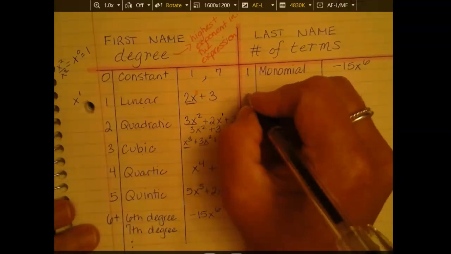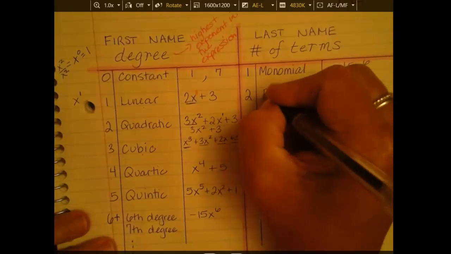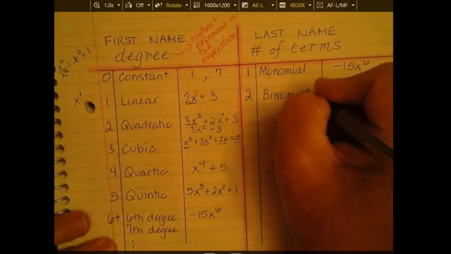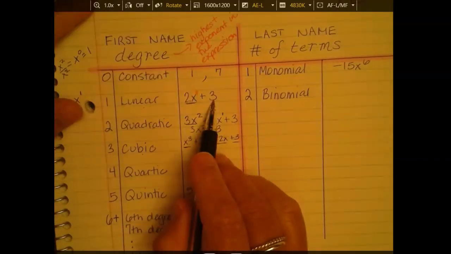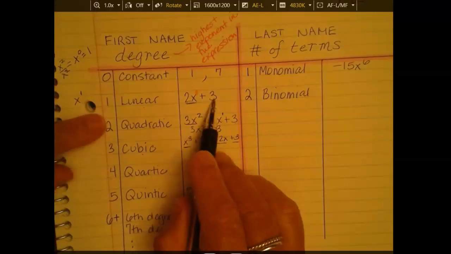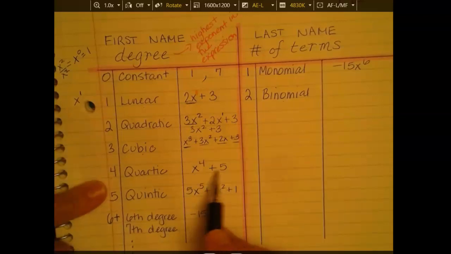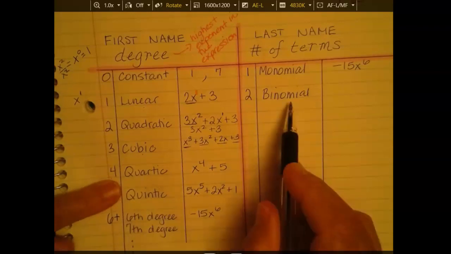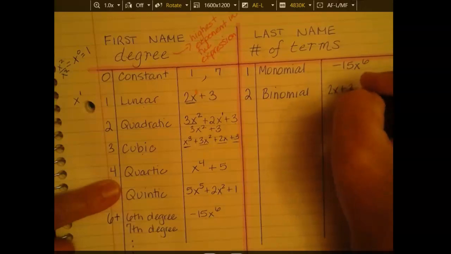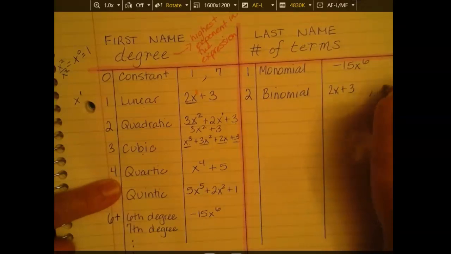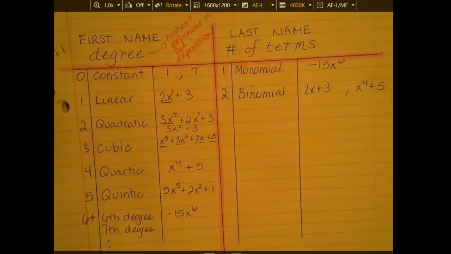When we have a polynomial with two terms, we call it a binomial. We have a couple of binomials over here. 2x plus 3 is a binomial because it has two terms. So 2x plus 3 would be a linear binomial. x to the 4th plus 5 only has two terms. It is a quartic binomial, right? 2x plus 3 is a binomial, and x to the 4th plus 5 is also a binomial. So two examples of a binomial, right?